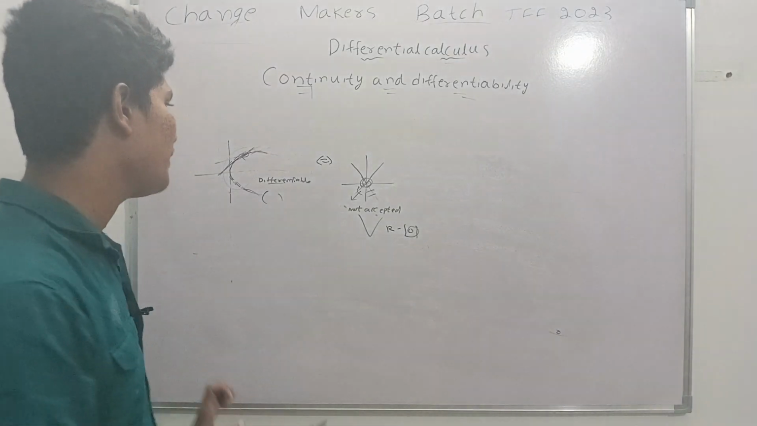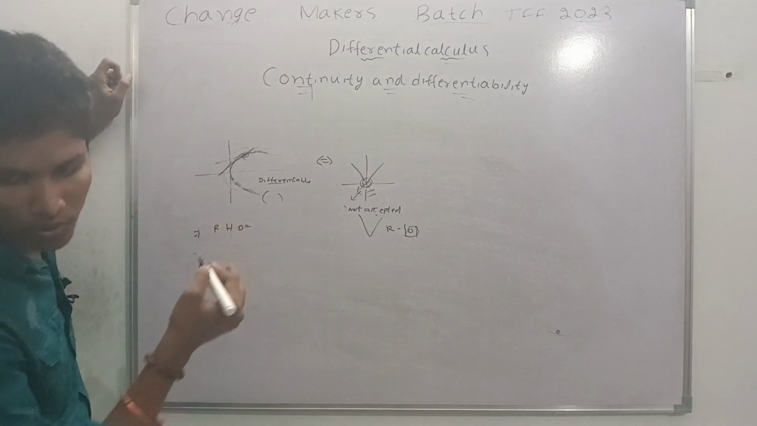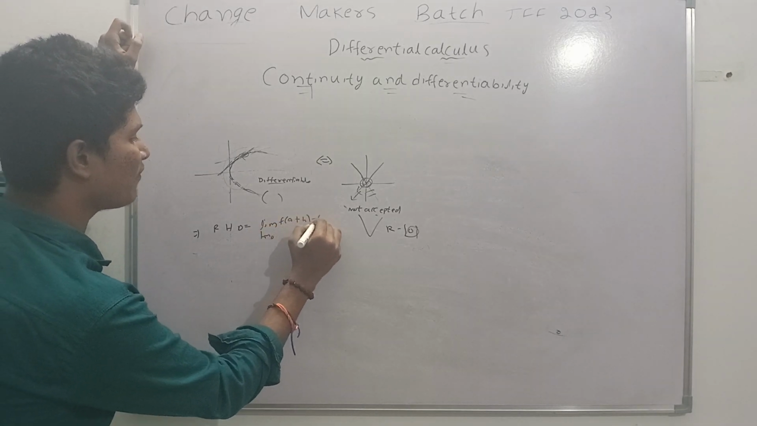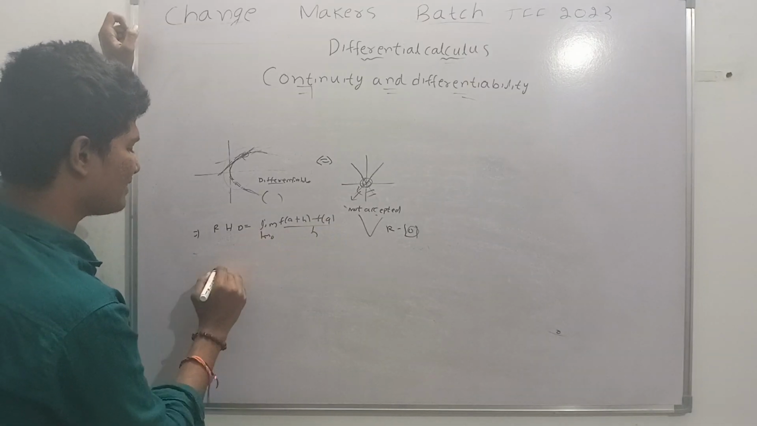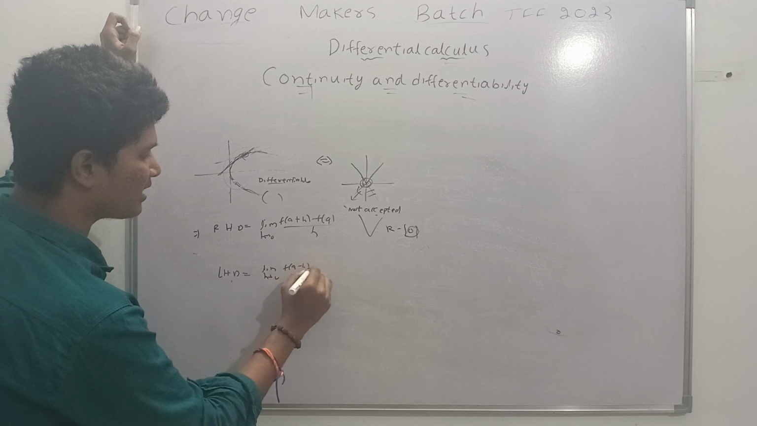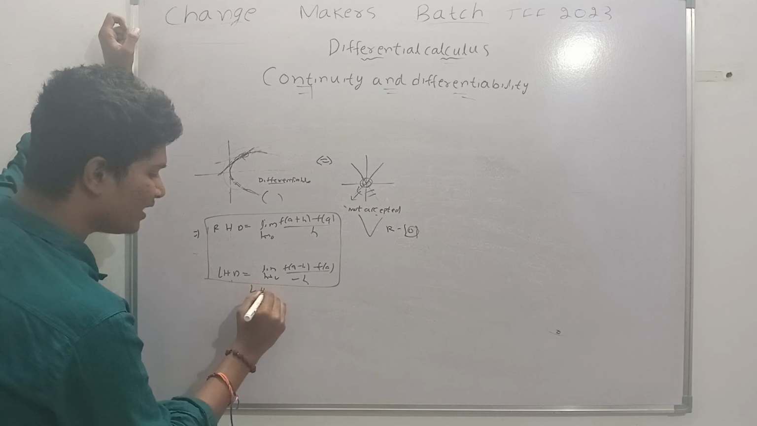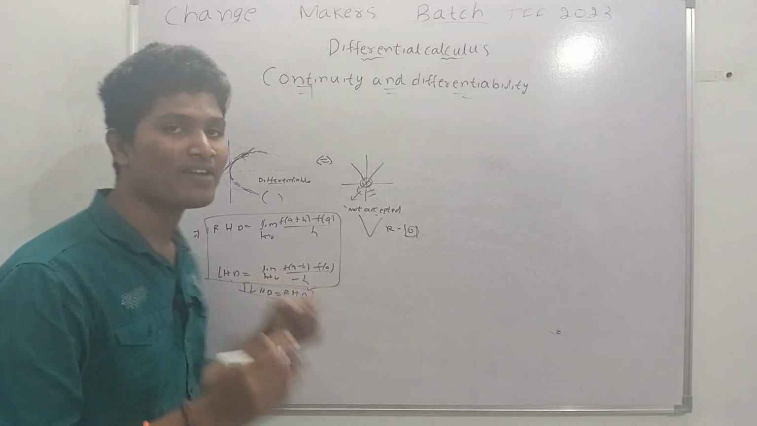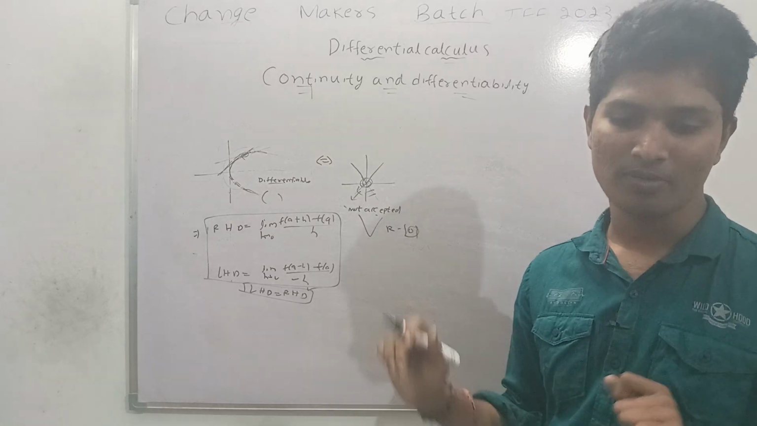And what is the condition for differentiability? The condition for differentiability is the right hand derivative. We have to differentiate it. That is limit h tending to 0 of f of a plus h minus f of a, divided by h. This is RHD. Next LHD, the left hand derivative, that is limit h tending to 0 of f of a minus h minus f of a, divided by minus h. These two values must be equal, that is LHD equal to RHD. If these two are equal, then we can definitely say the function is differentiable.